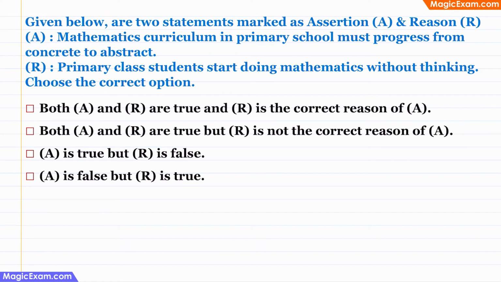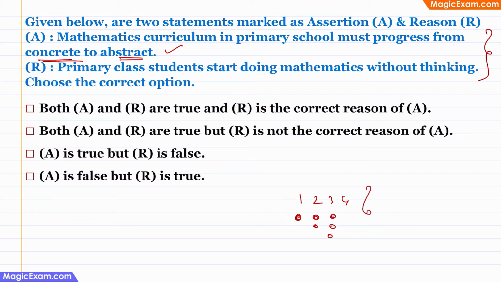If you pause the video here and read through the question, you'll see that this is a very simple question, and if you just read and understand the two statements, you'll be able to identify which one is correct and which one is not correct. The first one says, mathematics curriculum in primary school must progress from concrete to abstract. This is a correct statement because first, you are teaching students concrete mathematics. For example, if I teach them the concept of numbers 1, 2, 3, 4, or I use some objects to represent these numbers, that is 1 apple or 2 apples and 3 apples.